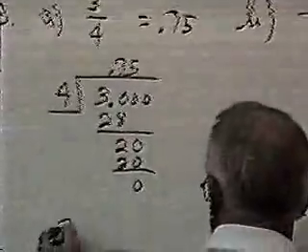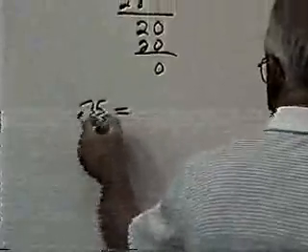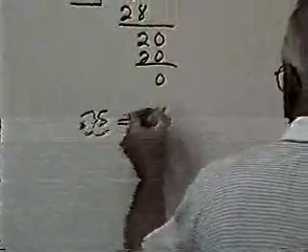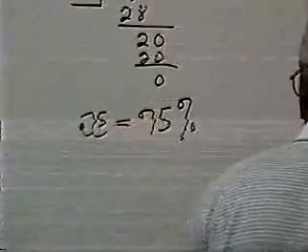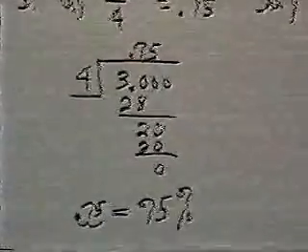So changing the fraction to the decimal, and then our last step is to change it to percent. So 0.75 changed to percent is to move the decimal place 2 places to the right and add on the percent sign. So 3/4 is the same thing as 75%.